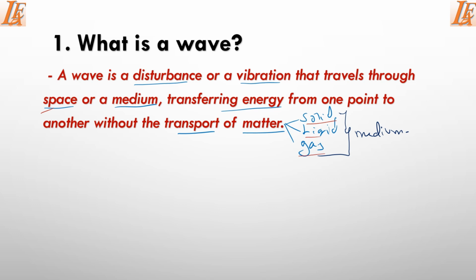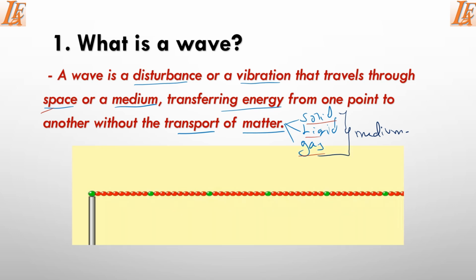Now we can demonstrate this by using this simple setup where we have a rope with alternate colors of green and red, and on these green particles, if we make a line like that and then we disturb this wave on the left hand side up and down, you will realize that the wave will move from the left side to the right side, and the position of the green particles will remain on the same line.